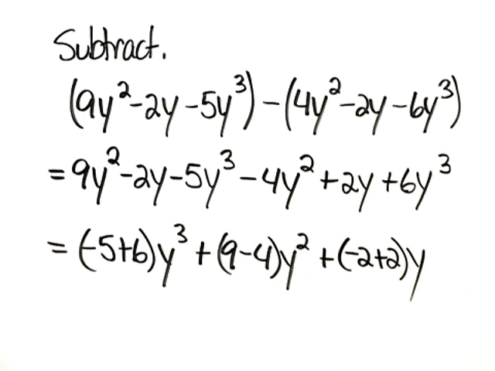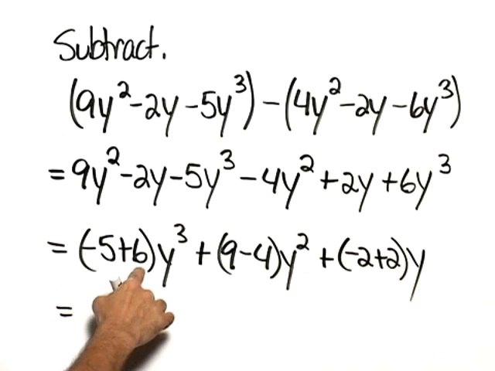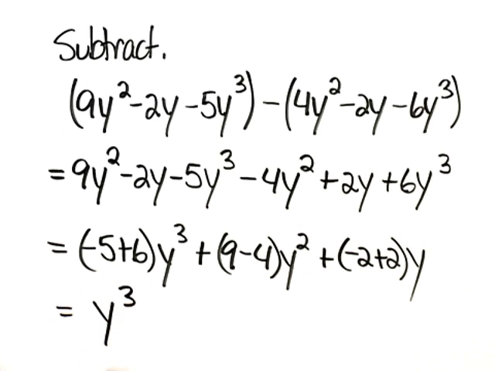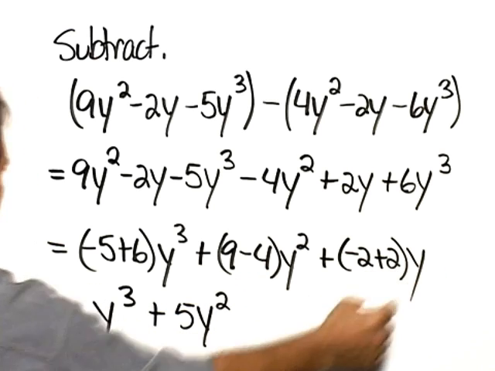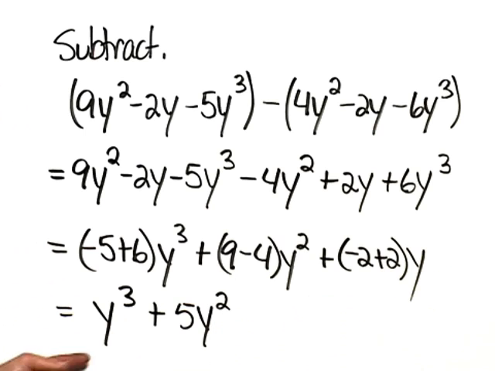Let's simplify inside the parentheses. Negative 5 plus 6 is positive 1. We don't need to write the 1. We can just write y cubed. Plus 5 times y squared. Negative 2 plus 2 sums to 0. 0 times y is 0. So this is our answer, y cubed plus 5y squared.